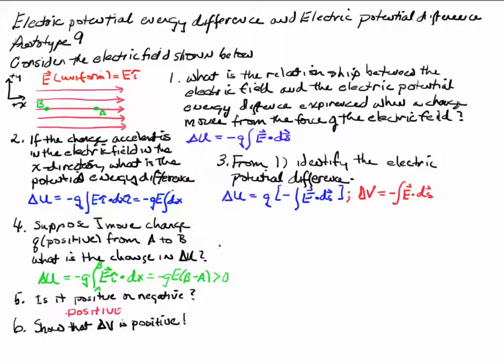Show that the change in electric potential difference is positive also. And we have that the change in electric potential is equal to minus the integral from A to B of E i hat dot ds i hat, which will be in the dx direction, equal to minus E times the quantity B minus A, which is also positive.